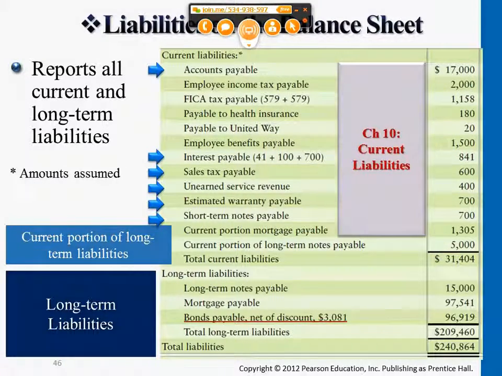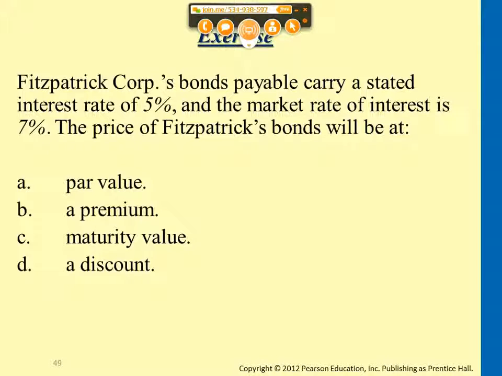Okay, let's work on a few problems before we end the chapter. Let's say the company's bonds payable carry a stated interest rate of 5%, market interest rate is 7%, and what would be the answer to this question? Market interest rate is higher than the company's interest rate that they're offering.